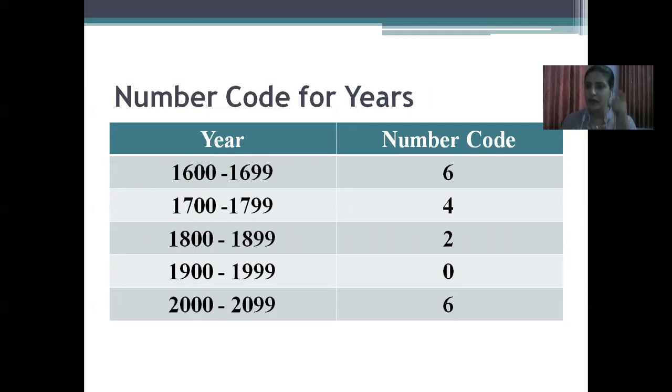What is the easiest way of remembering this? For the top and the bottom, it is 6. In between, you subtract 2 each time: 6 minus 2 is 4, 4 minus 2 is 2, 2 minus 2 is 0. So at the top you have 6, and at the bottom you have again 6, and in between you subtract 2 each step. This is the easiest way of recollecting the number code. Now you have also learned the number code for years.